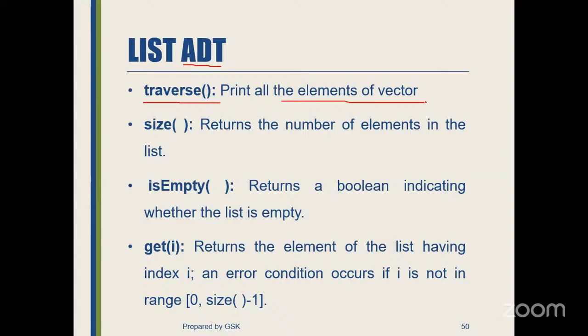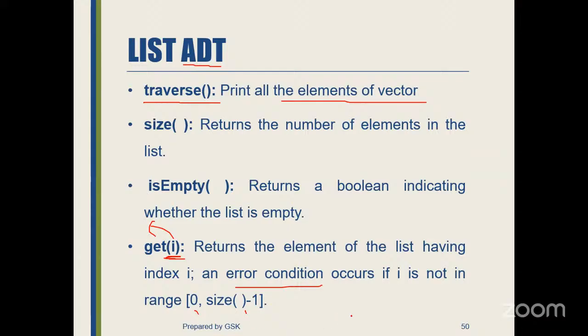The next operation is the get operation. get(i) returns the element which is located at the index i. This function is used to get the element which is available at the index i. If the given index value is out of range, it raises an error. The index must be within 0 and size minus 1.